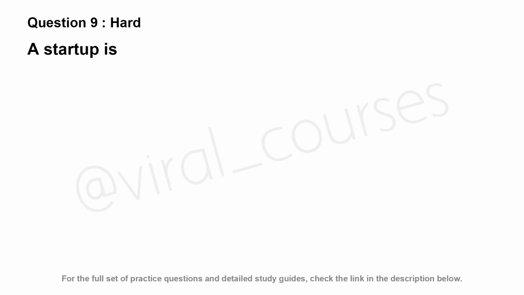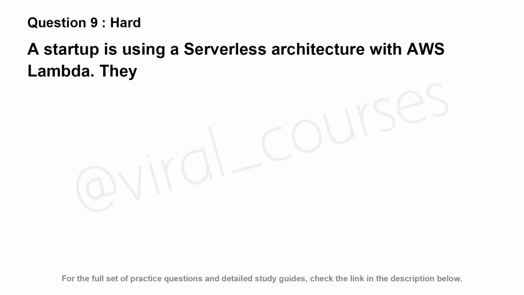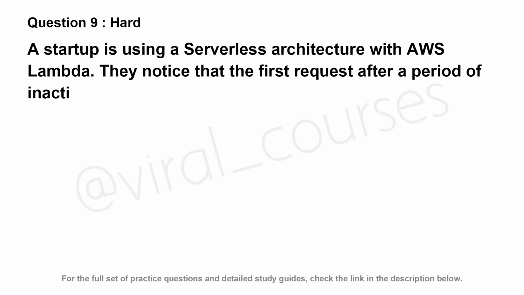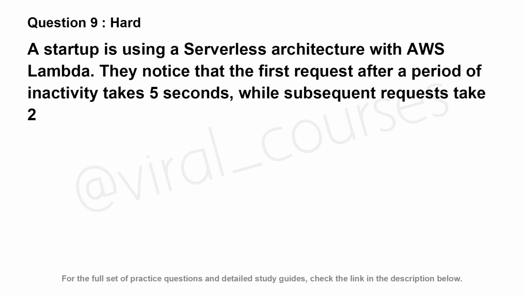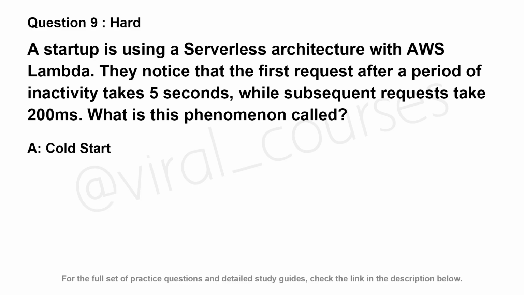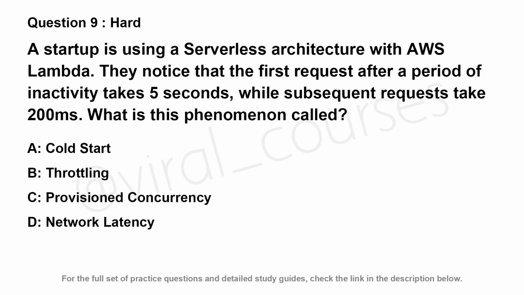A startup is using a serverless architecture with AWS Lambda. They notice that the first request after a period of inactivity takes 5 seconds, while subsequent requests take 200 milliseconds. What is this phenomenon called? Option A. Cold start. Option B. Throttling. Option C. Provisioned concurrency. Option D. Network latency.